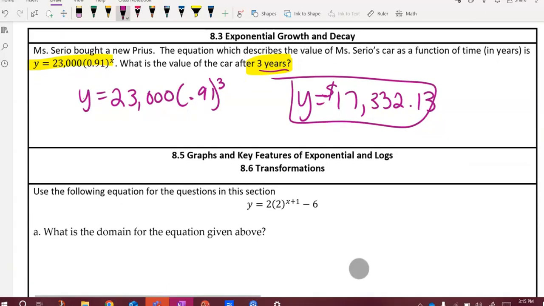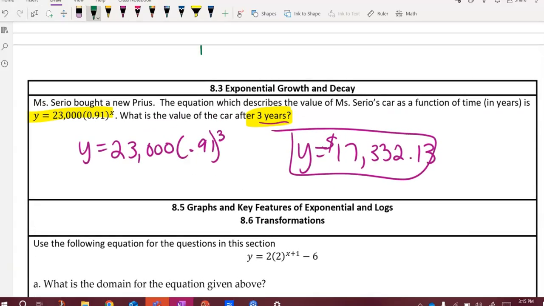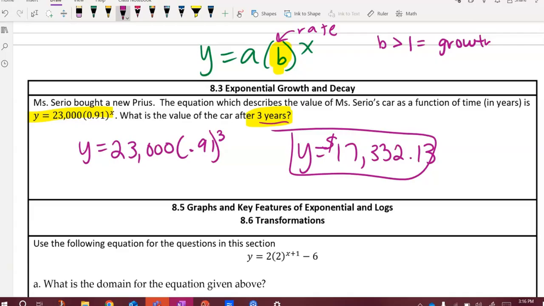All right. Now, is her car value growing or is it decaying? Let's talk about that for a second. When we use an exponential growth or decay function, the b value represents our rate, and when our rate is greater than 1, this is growth. But when our rate is less than 1, this is decay.